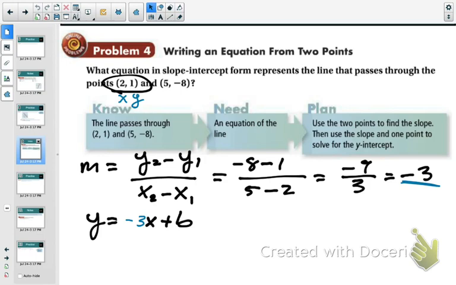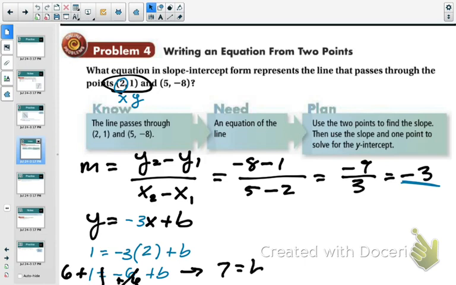So I'm going to plug in 1 for y, -3, and then for x I'm going to plug in 2. I still don't know what b is, and now I can solve for b by solving this equation. So I get 1 equals -3 times 2, which is -6, plus b. To solve this equation, I have to add 6 to both sides. So then I get 7 equals b, since those cancel. So b equals 7. Now that I know b, and I know m, I can write the actual equation, which is y equals m, which was -3x, plus b, which was 7.